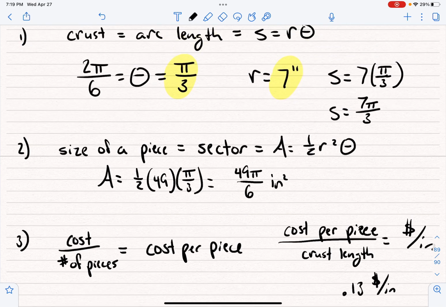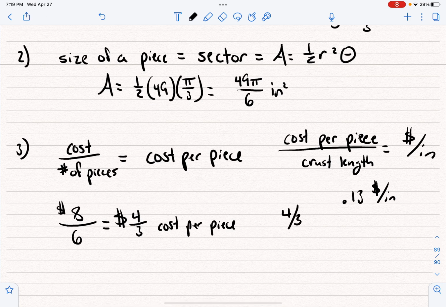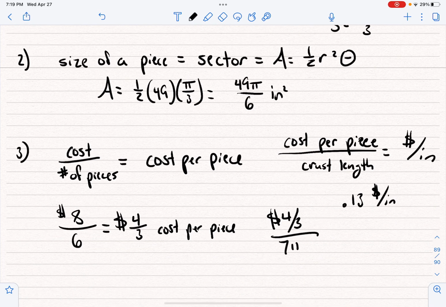Okay, but either way, so what you would do is you get your cost per piece. So let's take our example. Our cost is $8. Number of pieces is 6. So now we're down to 4/3 of a dollar is the cost per piece. Okay, and then what you do is you take that 4/3 dollars and you divide it by the crust length. And what was our crust length? Crust length was 7 pi over 3.